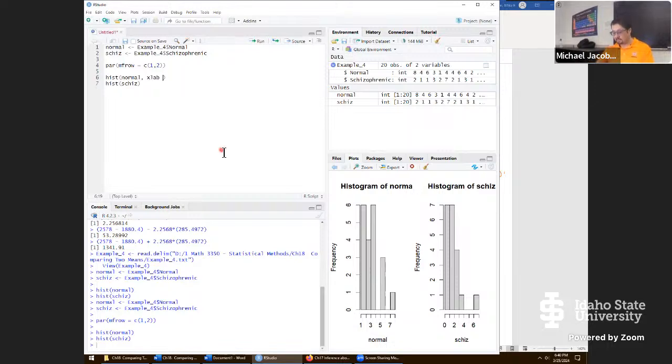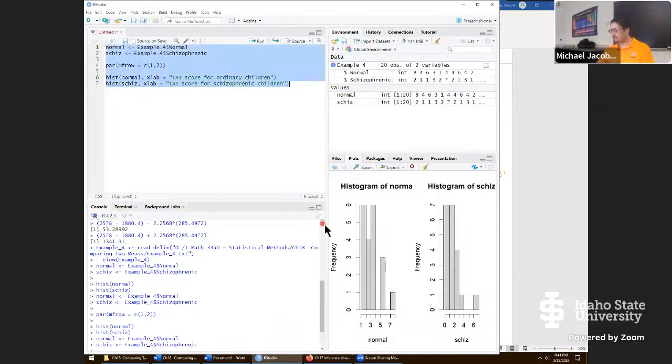XLab for the X label. We'll need quotes and then TAT score for ordinary children. Then same deal on this one, XLab equals TAT score for schizophrenic children. And let's hope this works out.